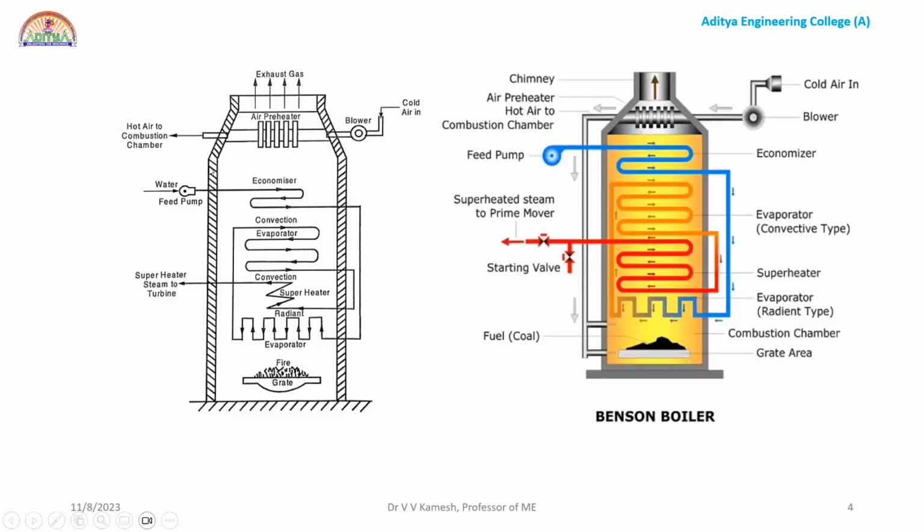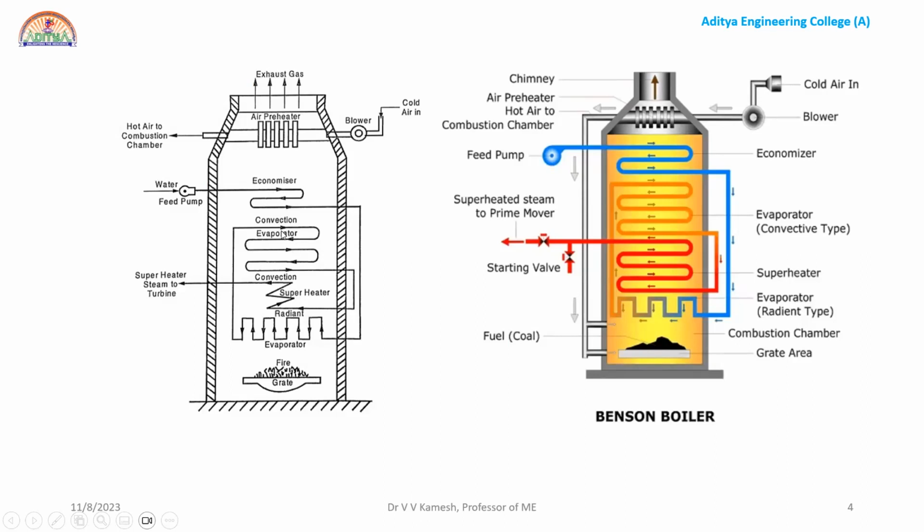Now look at the top left side. Here I have the feed pump. The feed pump, with high pressure, will push the water inside. The first component is the economizer. Whatever you are seeing here, the black color curves, all these curves are only pipes.